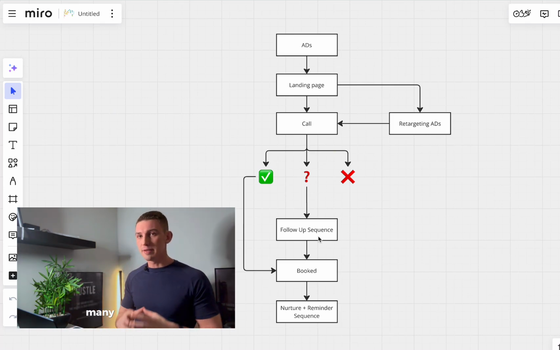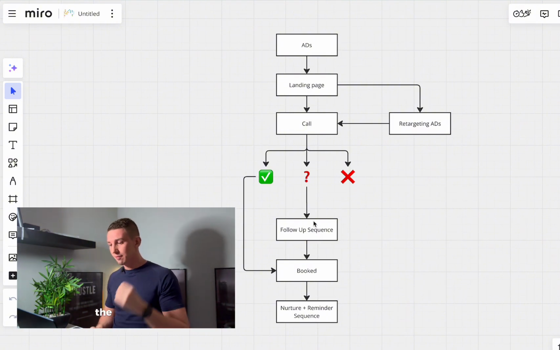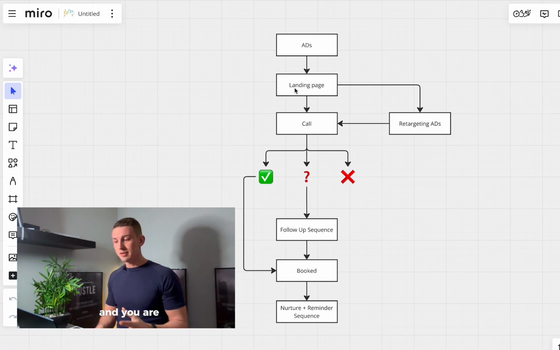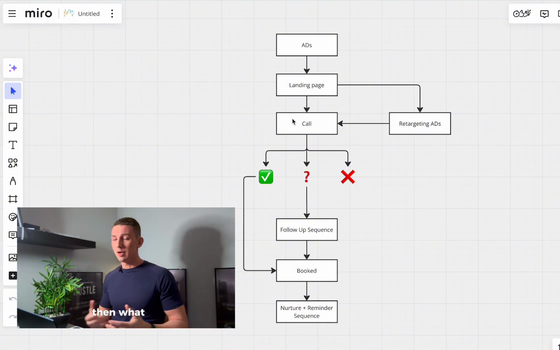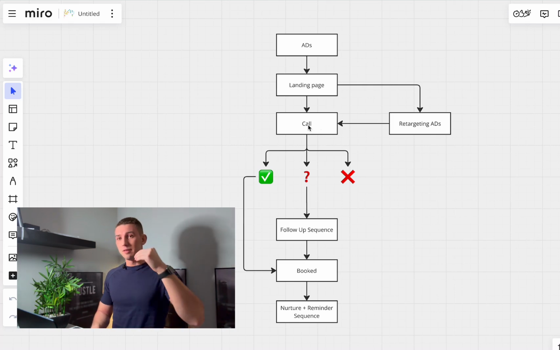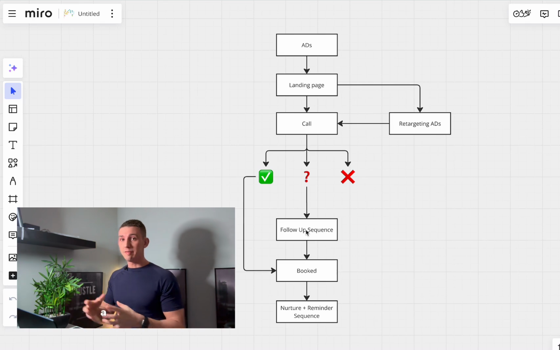Again, so many businesses miss out on so much money because they've got no follow-up sequence at all. The money is in the follow-up, right? So if you're running ads at the moment and you are taking them to a landing page, right, or maybe a lead form or whatever, and you call them and then you don't get through, then what? Like, do they just sit there stagnant and you're like, oh, well, they're not picking up, they haven't booked in, so therefore, we'll just get rid of them. That is where people miss out all the time. So what you need to do is build a follow-up sequence.